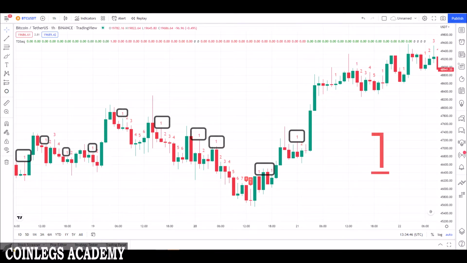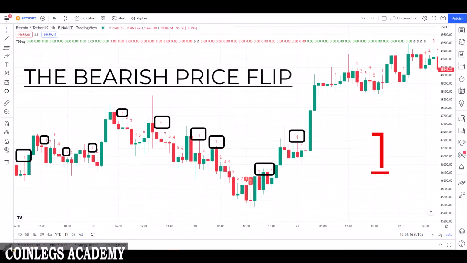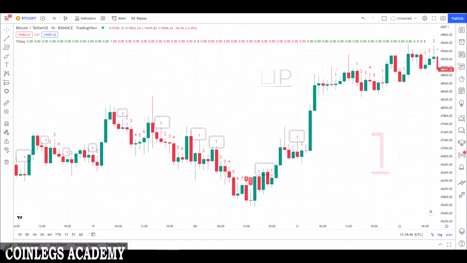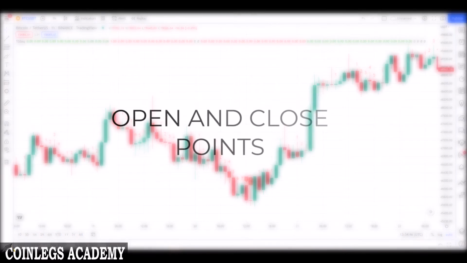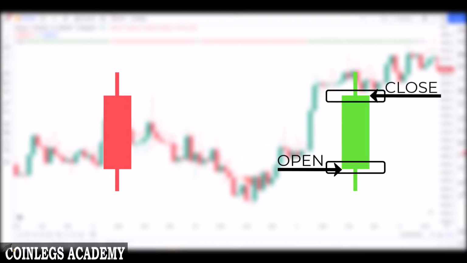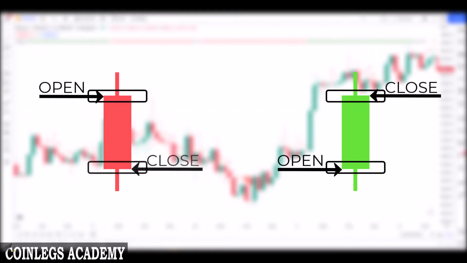The number one that starts the counts in the buy setup is the bearish price flip. To understand how the count starts, let's take a closer look at our candles. Our candles have opening and closing points. For greens, it starts at the bottom and ends at the top. For reds, it starts at the top and ends at the bottom.